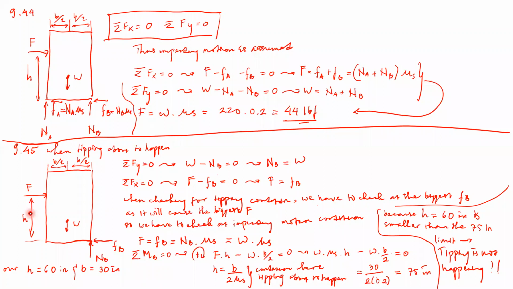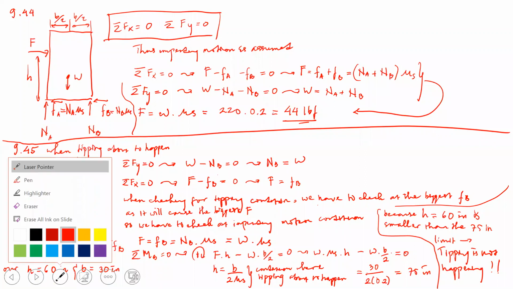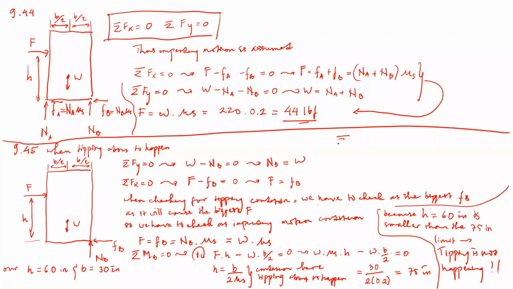Okay, so you can calculate for H, you can calculate for X. It will be just the same. So the basic idea for tipping is sigma moment equal to 0. If you can fulfill this, it's either tipping is not happening or impending tipping. But if you can't fulfill this, it means that tipping is already happening.